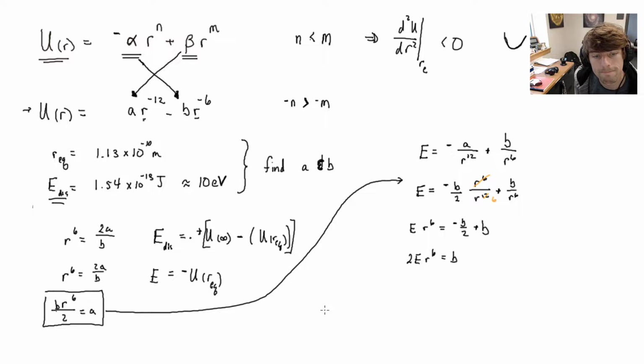There we go. Of course, now that we're given B, we can go back and find A. Namely, we can substitute in. And that means that 2 times the dissociation energy times r to the 12th, divided by 2, is equal to A.